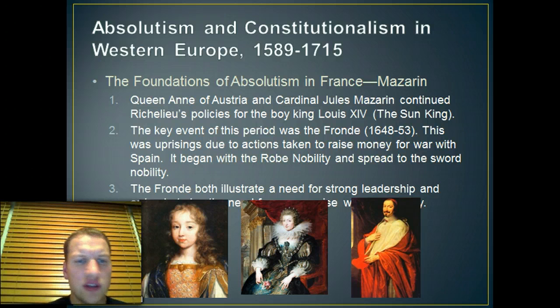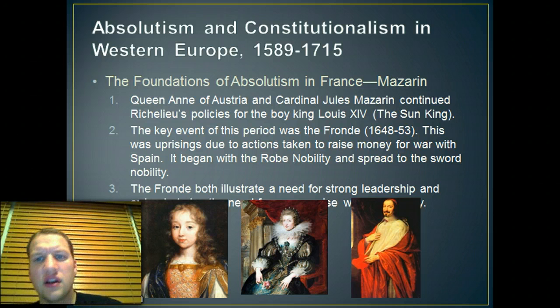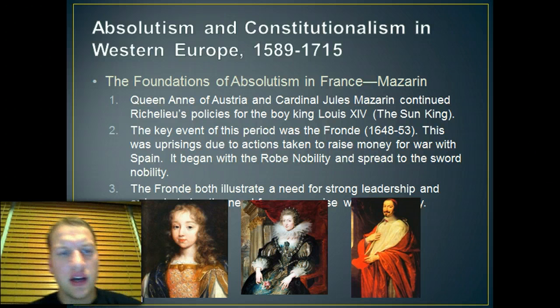The key event for this period, as you read in your book, is the Fronde. This was a huge uprising of peasants, even nobility across France. This was due to the actions taken to raise money for war with Spain. They needed to fund their military. And what it did is it began with the robe nobility and it spread to the sword nobility. And basically what we see in the Fronde is a revolution that doesn't start at the bottom, but rather starts at the top with the nobility.